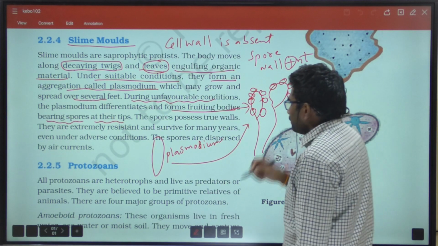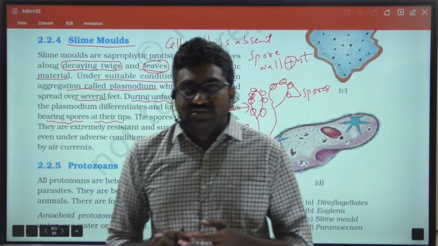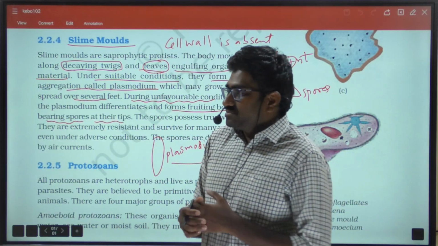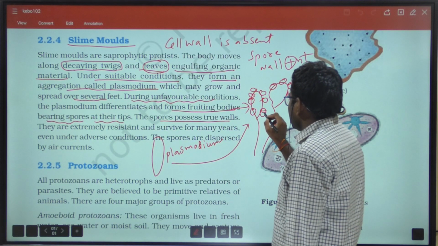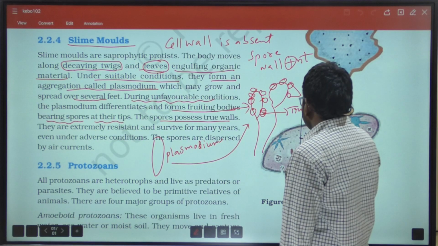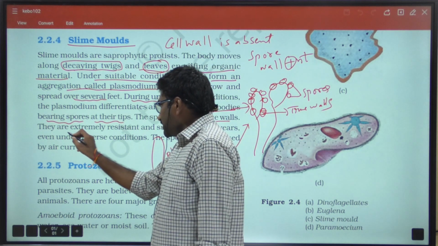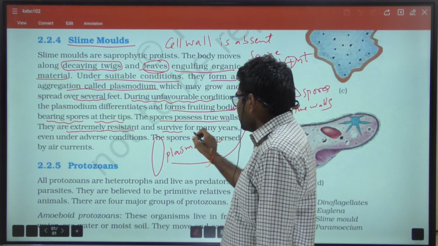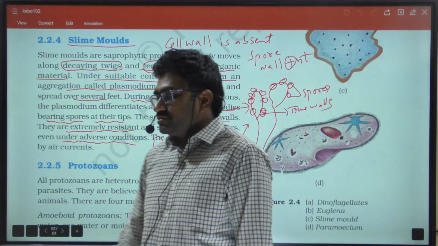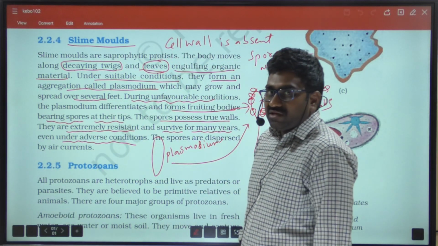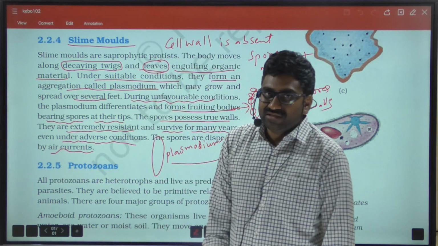Spores. And here the spores possess true walls. Due to the presence of true walls, the slime molds can survive in extreme conditions. So due to the presence of spore walls, they are extremely resistant and survive for many years, even under adverse conditions, that means unsuitable conditions. The spores are dispersed by air currents.